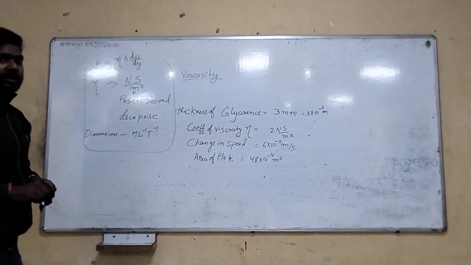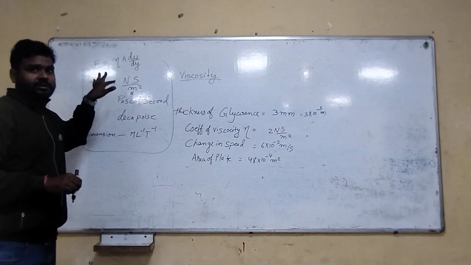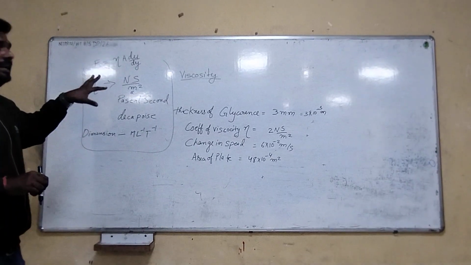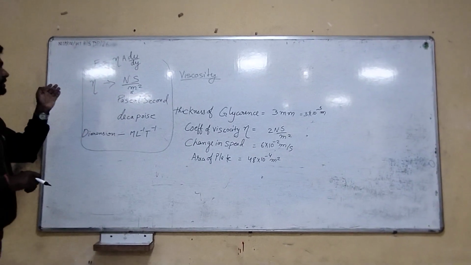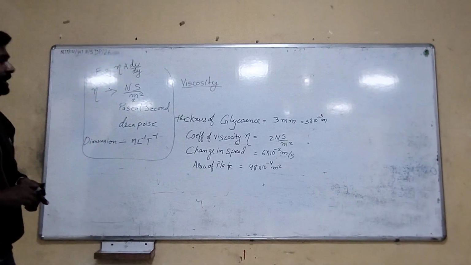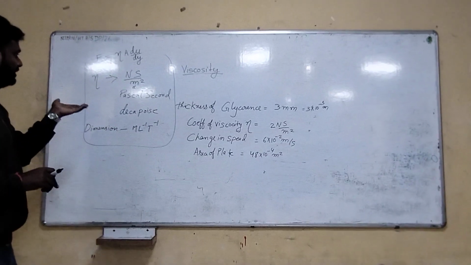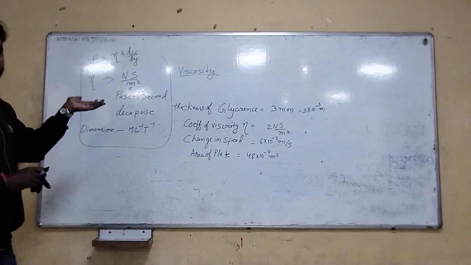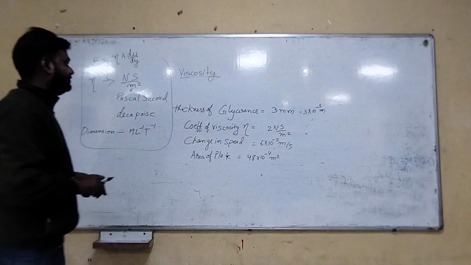From the formula we know that the frictional force is equal to the coefficient of viscosity into A into the velocity gradient. The unit of the coefficient of viscosity is Newton second per meter square, or Pascal second, or decapoise, and in dimensions we can write it as M L to the power minus 1 T to the power minus 1.